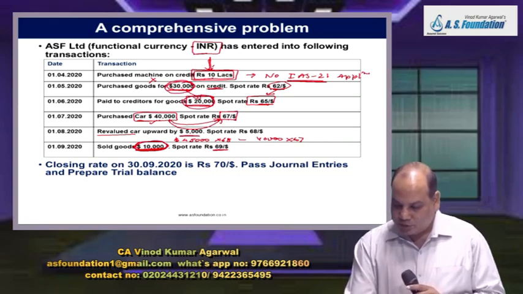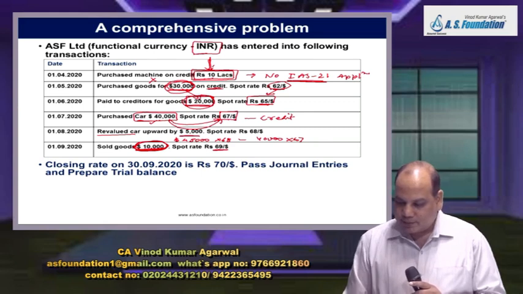This purchase of car, is it cash or credit? Not given. Assume credit. Write down on credit. So that creditor will also appear. Car will appear in your SOFP. Machine will appear in your SOFP.